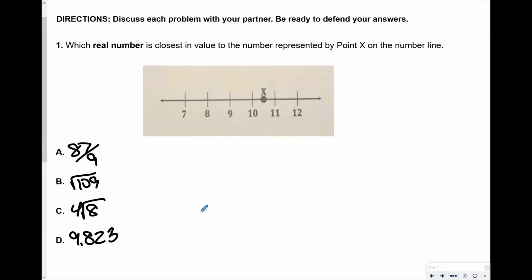Now, we see that A is 87 over 9. How are we supposed to know if it's between these points? Well, we can write it as a decimal. So what's 87 divided by 9? You could just put this in your calculator, it's simple, and it will get you 9.